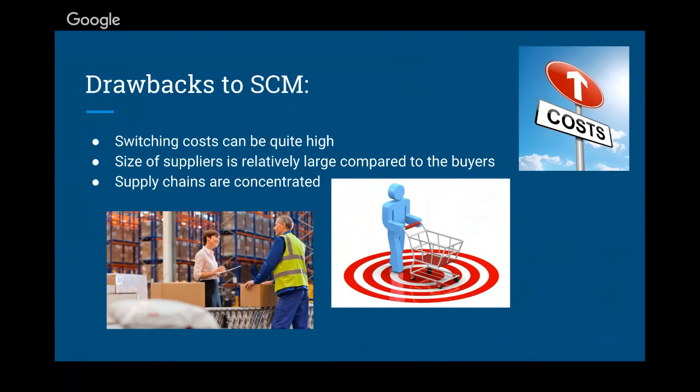The second is that the size of the suppliers is relatively larger in comparison to the buyers. Thus, the suppliers tend to have the most power because they only sell to a fragment of the buyers. And finally, the third drawback is that supply chains are concentrated, meaning that the suppliers once again have the power, because of how large they are, and the ability to dictate the terms with their customers. So it's kind of a struggle between the buyers and the suppliers with this.